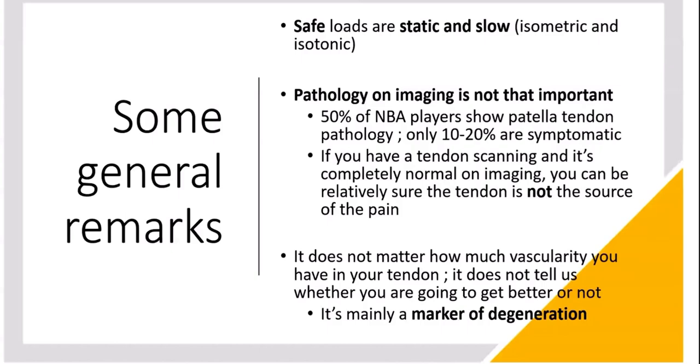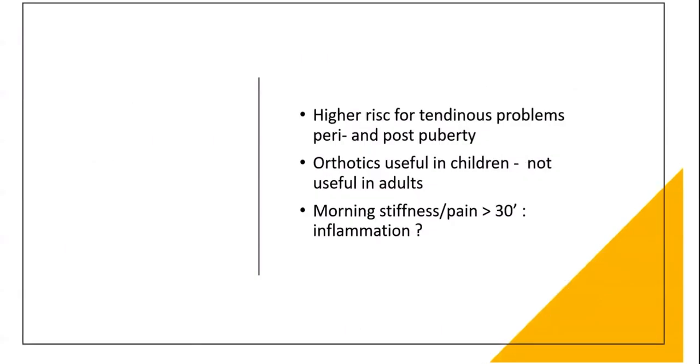And another little detail, it does not matter how much vascularity you have in your tendon. It does not tell us whether you're going to get better or not. No, that's irrelevant. This vascularization is mainly a marker of, let's say, the degree of degeneration. There's also a higher risk for tendinous problems in the peri and post-puberty phase. We keep in mind that orthotics could be useful in children, but not so useful in adults.